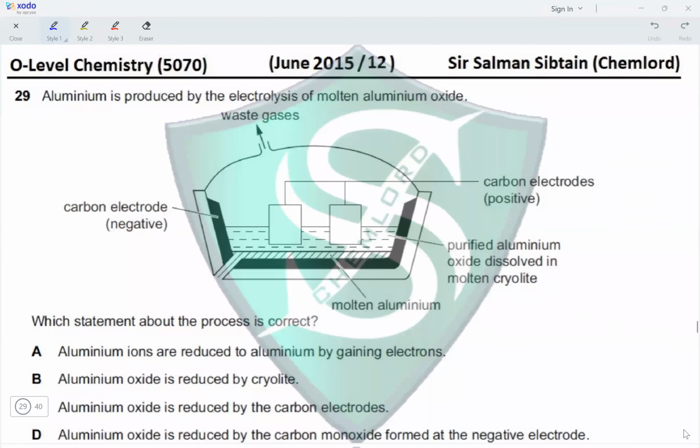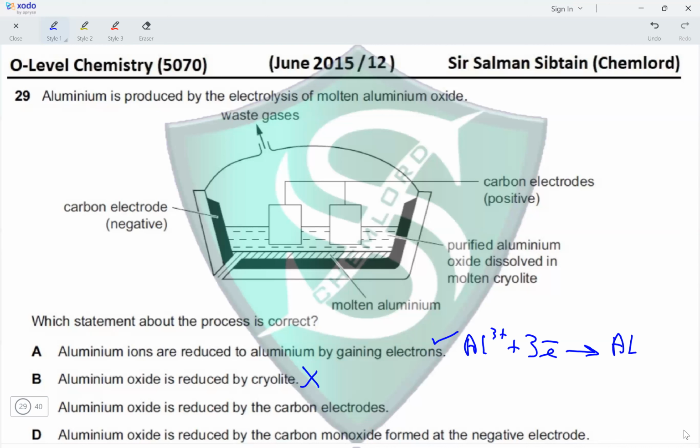Question 29. Aluminum is produced by the electrolysis of molten aluminum oxide. So we've got the setup shown here. Which statement about the process is correct? Aluminum ions are reduced to aluminum by gaining electrons. Yes. Al3+ ions gain 3 moles of electrons, producing 1 mole of aluminum metal. So this is correct. Aluminum is oxidized. Aluminum oxide is reduced by cryolite. No, aluminum oxide is dissolved in cryolite in order to decrease its melting point.